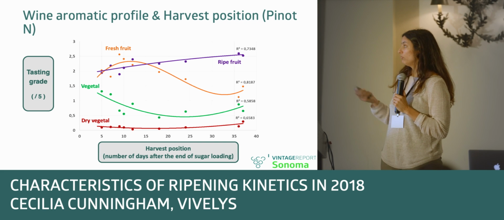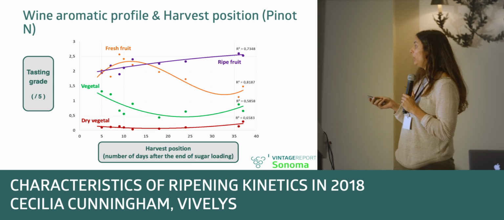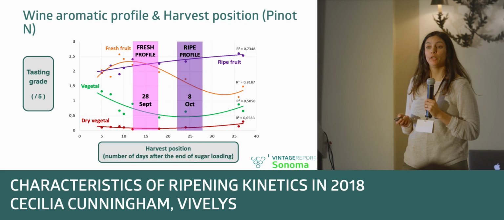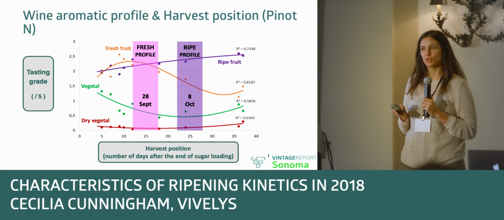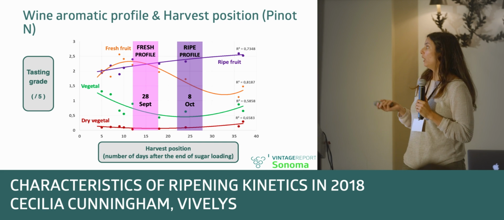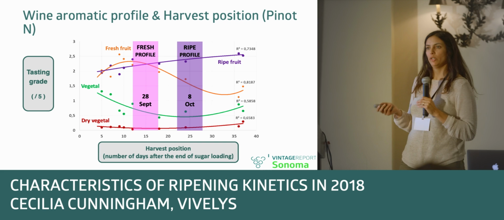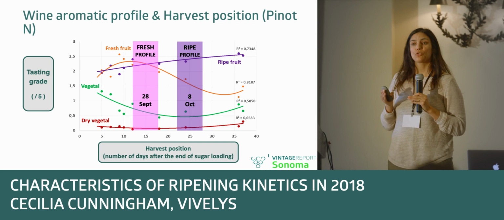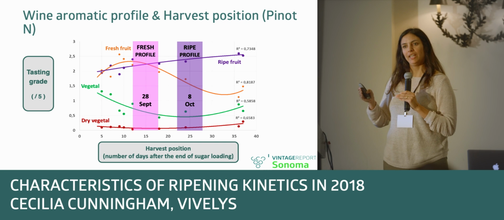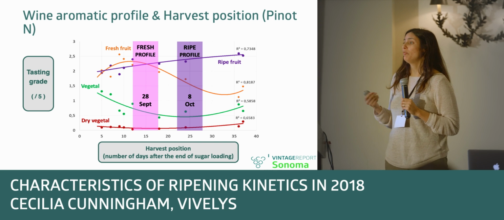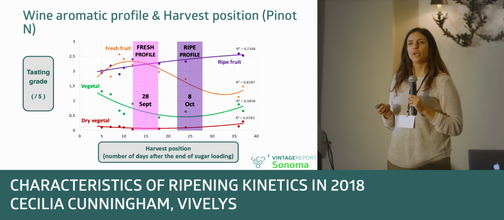For that, we have different models for different varieties. For the Pinot, in terms of aromatics, we have that around the 28th of September, that's around day 15 after sugar load stop, we reach the fresh profile window. And around the 8th of October, we're finding ourselves into the ripe window. So Pinot has a shorter cycle, even if it's delayed. Normally we're okay in terms of picking decisions. We are normally not that pressed like in long cycle varieties like Cabernet Sauvignon.